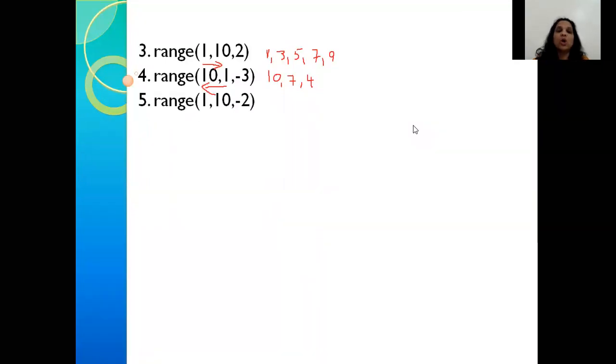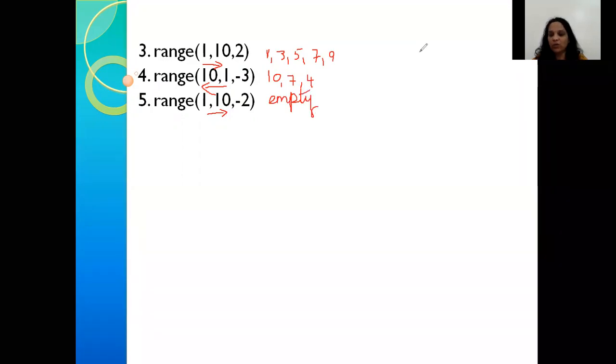Okay. Next, we come to another example. It says range 1, 10, minus 2. Okay, now you tell me, in which direction will I have to go if I'm going 1, 10? In the positive direction, which means the right direction. But the step value is telling me to go minus 2. Minus 2 means go to the left direction, but 1 to 10 tells me to go to the right direction. So in this case it is going to be again an empty sequence.